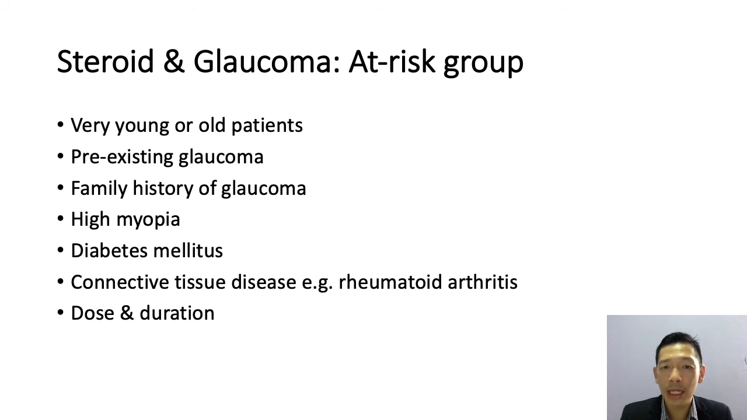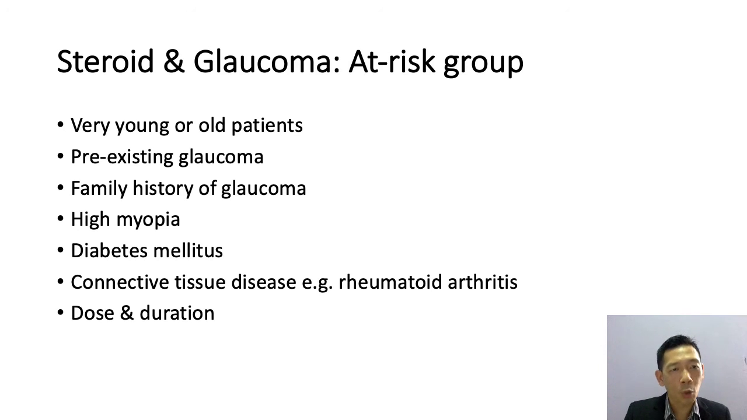So as mentioned, it's very important for us to identify the at-risk group for those who will likely develop steroid-induced glaucoma. So here is the list of the at-risk group. At the extremes of age: very young patients, especially those less than 10 years old, and very old patients, who highly likely have pre-existing glaucoma or even only a family history of glaucoma. Other high-risk patients are those with high myopia, with very high power, or with pre-existing diabetes mellitus and certain connective tissue diseases, for example rheumatoid arthritis. These bring them to a higher risk of steroid-induced glaucoma.